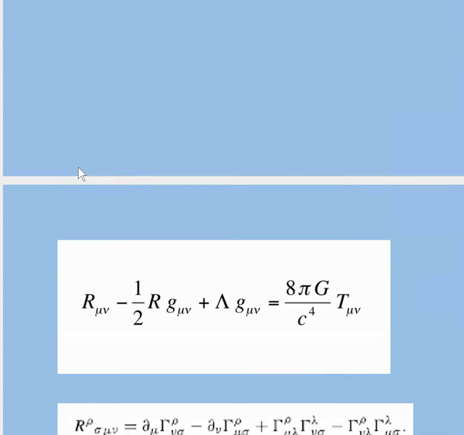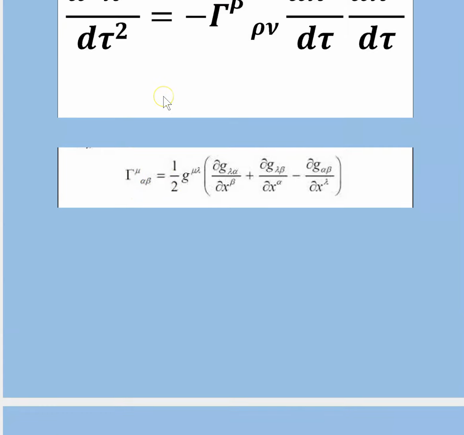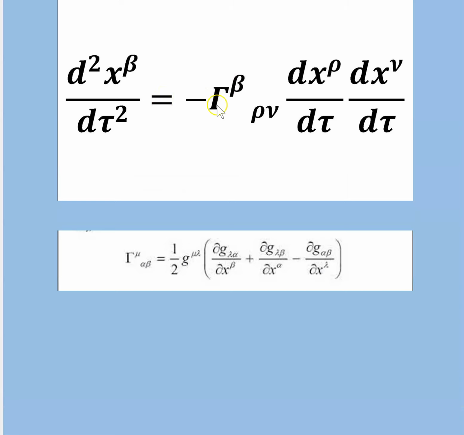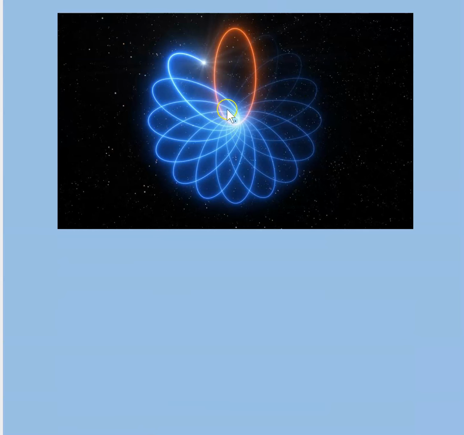Now once you calculate the metric tensor, you put the metric tensor here. These are differentials of the metric tensor, and you can calculate the Christoffel symbol, gamma. And once you have the Christoffel symbol, then you can solve this equation, the geodesic equation. So once you have the geodesic equation, then we can do the trajectory.